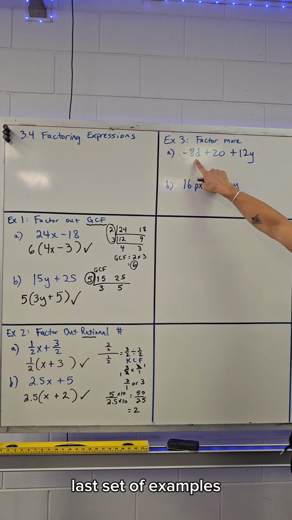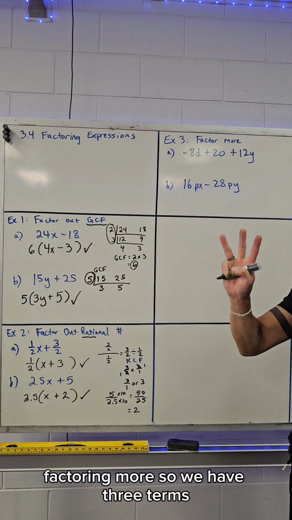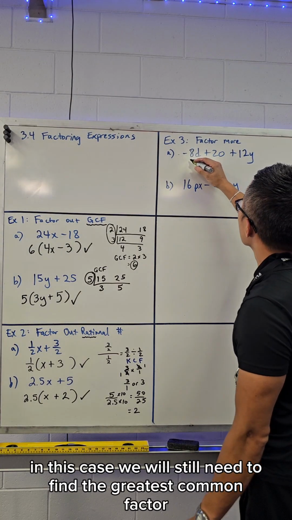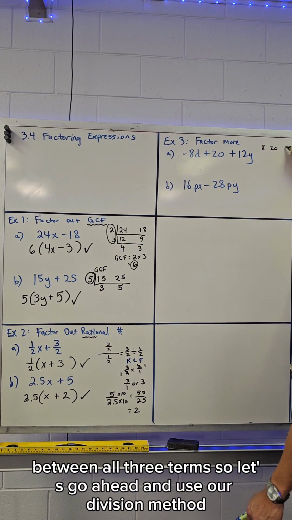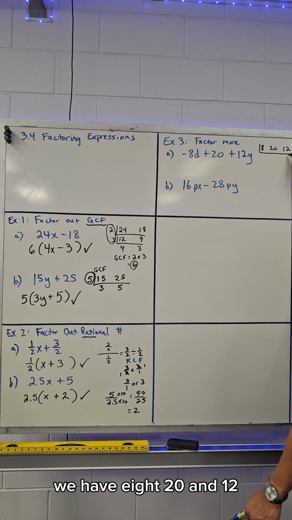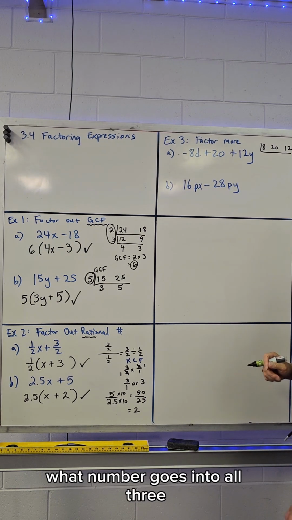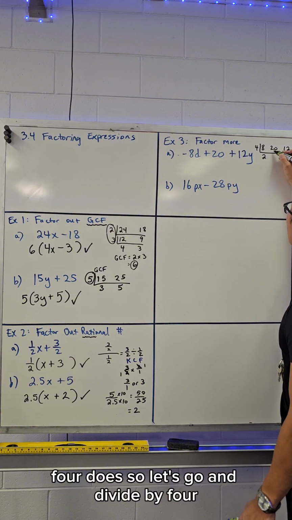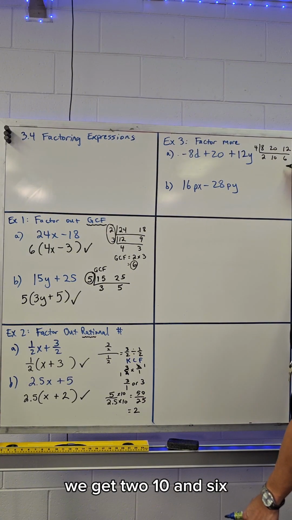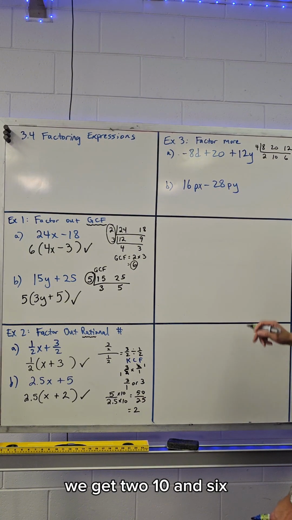Last set of examples. Factoring more. So we have 3 terms in this case. We will still need to find the greatest common factor between all 3 terms. So let's go ahead and use our division method. We have 8, 20, and 12. What number goes into all 3? 4 does. So let's go and divide by 4 and go ahead and divide out. We get 2, 10, and 6.